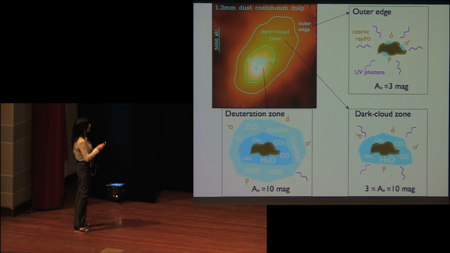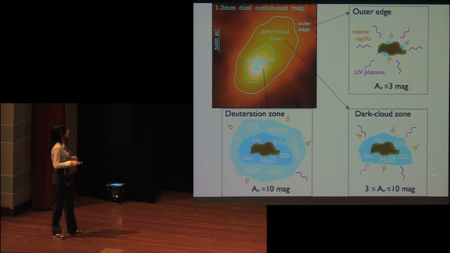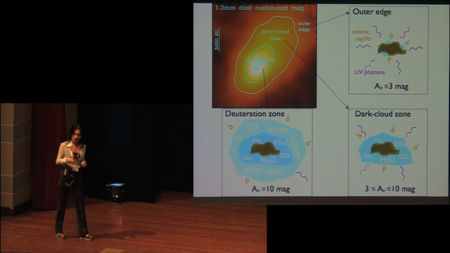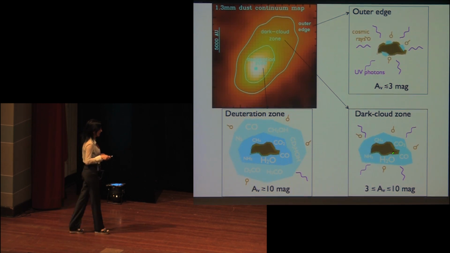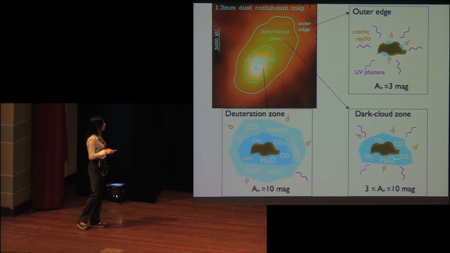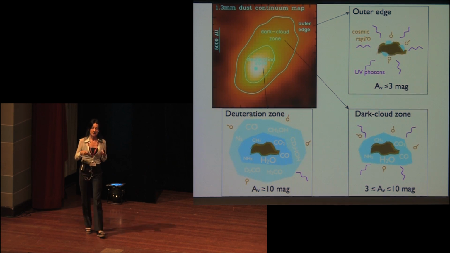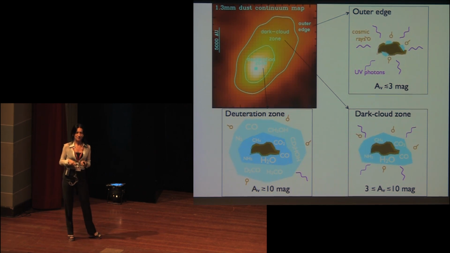Then if you go into the dark cloud zone, where the CO is not yet significantly frozen onto the dust grains, this is the place where you start to have a thick water ice mantle formed by the hydrogenation of, as we saw, oxygen, O2 and O3, but also you start to have CO, CO2, and ammonia. Everything that can be hydrogenated fast can be done on the surface.